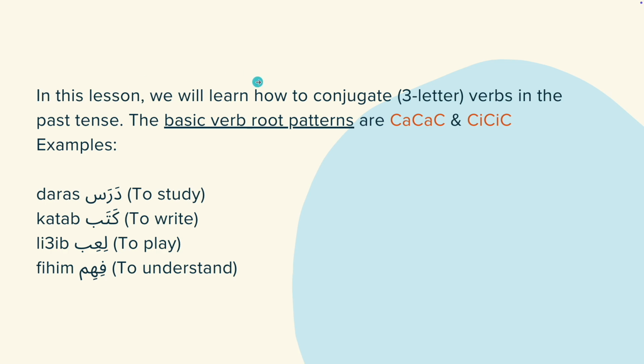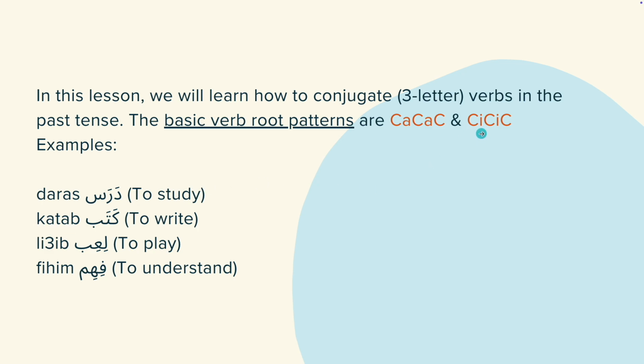In this lesson, we will learn how to conjugate three-letter verbs in the past tense. So the basic verb root patterns are consonant A, consonant A, consonant, and consonant I, consonant I, consonant. Here are some examples to illustrate. For consonant A, consonant A, consonant, we have the verb to study, which is daras. And then the verb to write, which is katab.